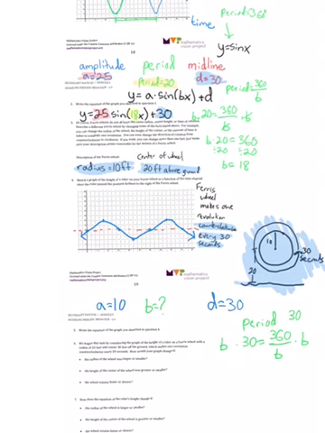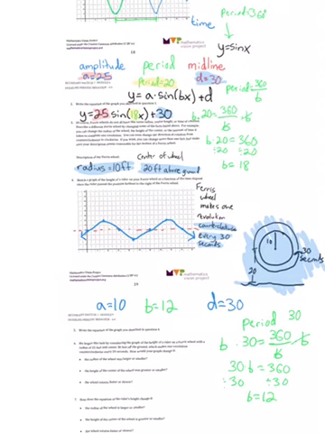So multiply both sides by B first. The B's are going to divide out on the right side of the equation, so I get 30 times B equals 360. I can divide both sides by 30, and I end up getting B equals 12. So I should have my B value equaling 12.